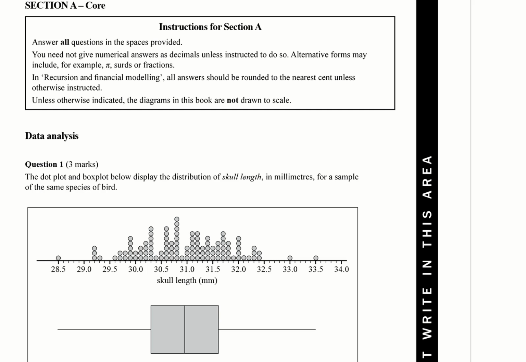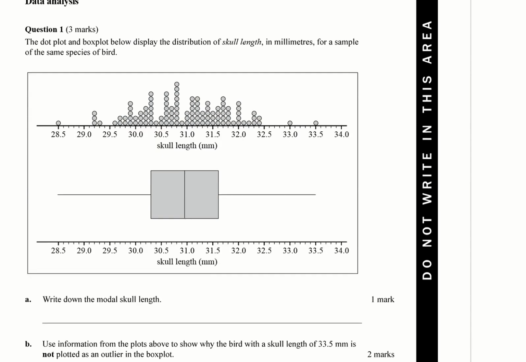Okay, so in this video we're looking at the 2018 NHT exam. This is exam 2. What we're going to look at first is question 1. But before I even start that, I think it's really important when you get an exam like this to read these instructions as shown here, because it says in recursion and financial modeling, all answers should be rounded to the nearest cent unless otherwise instructed. If you don't do this, you'll very likely lose some marks. So make sure you read those instructions.